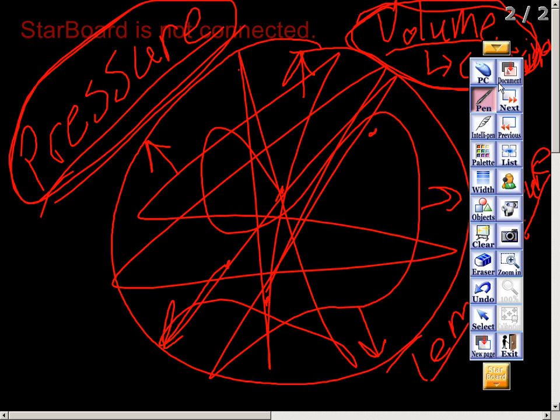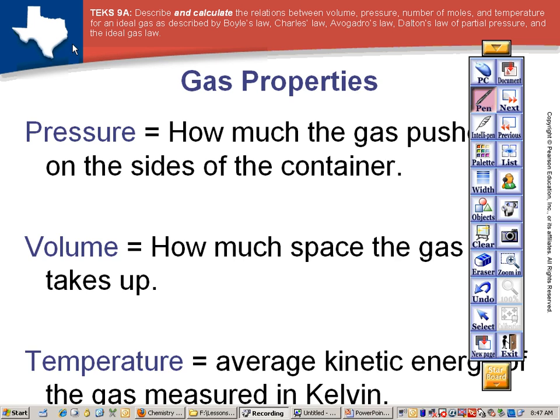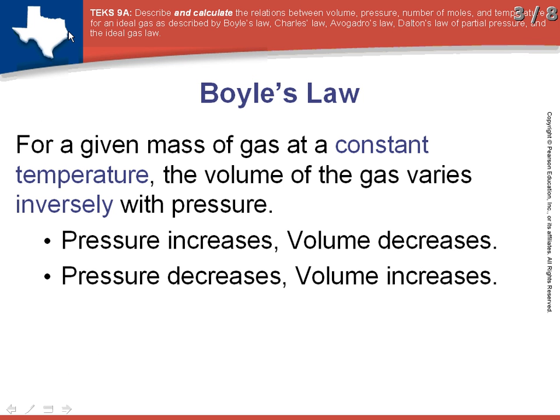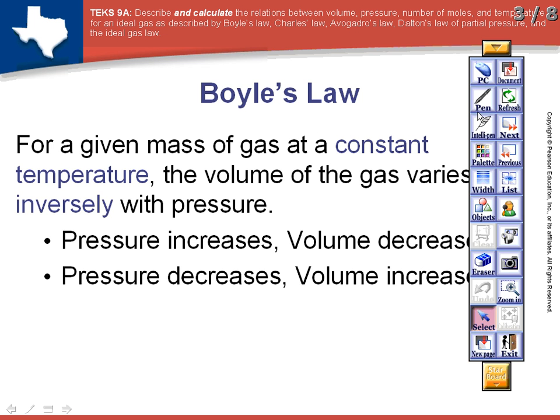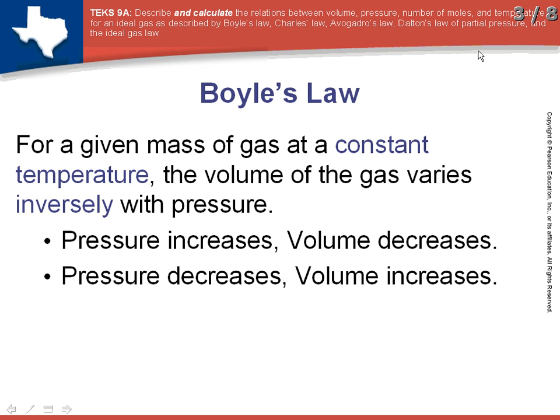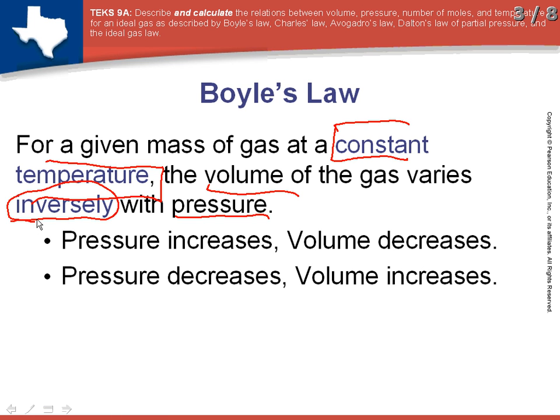So, let's talk about the actual laws themselves. First up is Boyle's Law. Boyle's Law tells us the relationship a gas has with its volume and its pressure. And notice for Boyle's, you do not change the temperature. It stays constant. We find, according to Boyle's Law, that volume varies inversely with pressure, meaning that if pressure increases, volume decreases. Or if volume increases, pressure decreases.